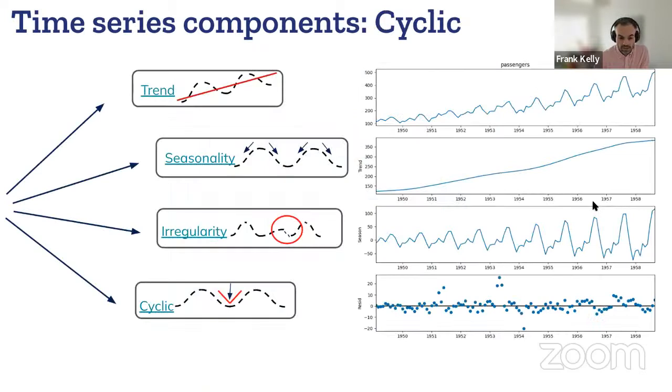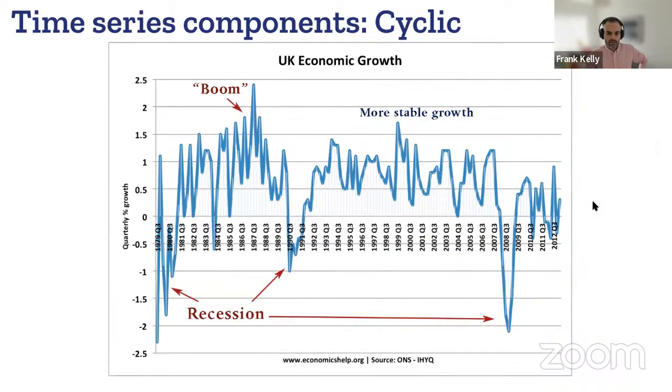Then you've got cyclical patterns. These are recurring patterns. They don't follow a fixed periodicity. Examples of these are economic cycles, where you've got a period of growth and recession. In the UK, the economy grew very well in the 1980s, and then suffered a big recession in the 1990s with a house price crash and the rest of it. And then we had more stable growth.